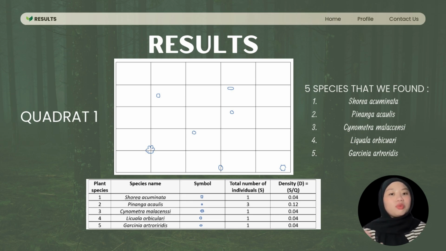For the first quadrat, we found 5 species. The first one is Shorea acuminata. The total number of individuals is 1 and the density is 0.04. Next is Pinanga acaulis. The total number of individuals is 3 and the density is 0.12. The third one is Cynometra malaccensis. The total number of individuals is 1 and the density is 0.04. Next is Licuala orbicularis. The total number of individuals is 1 and the density is 0.04. The last one is Garcinia atroviridis and the total number of individuals is 1 and the density is 0.04.